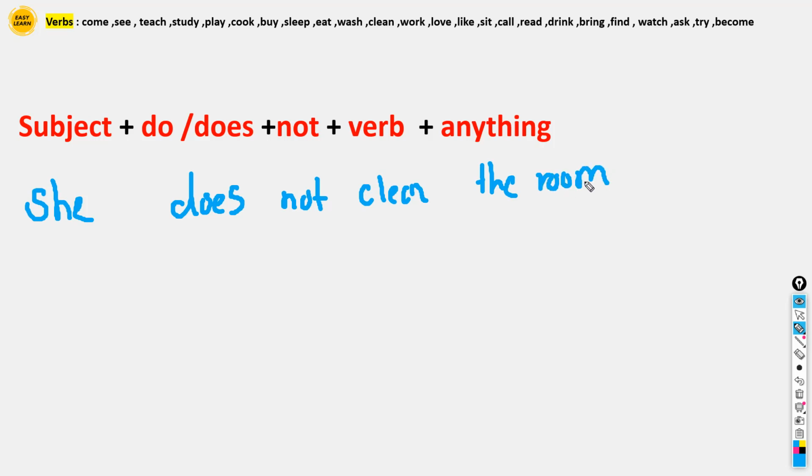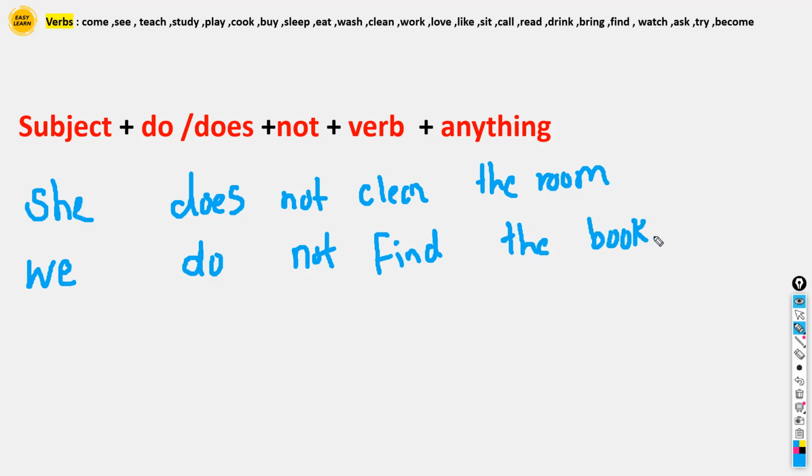Simple. Another example. Suppose pick any subject. Suppose we. With we what do we use, do or does? With we use do. After do we put not. After not guys, pick any verb here. We do not find the book.